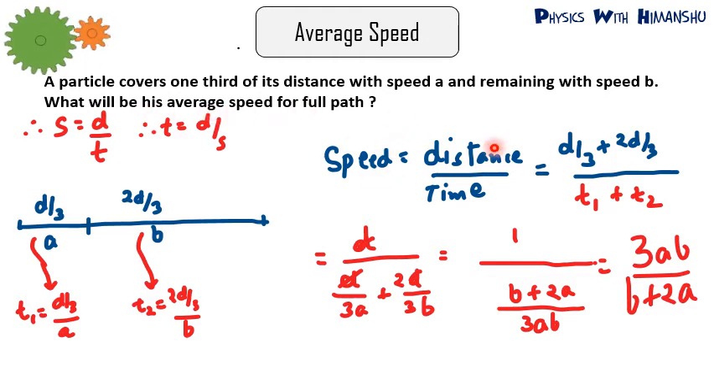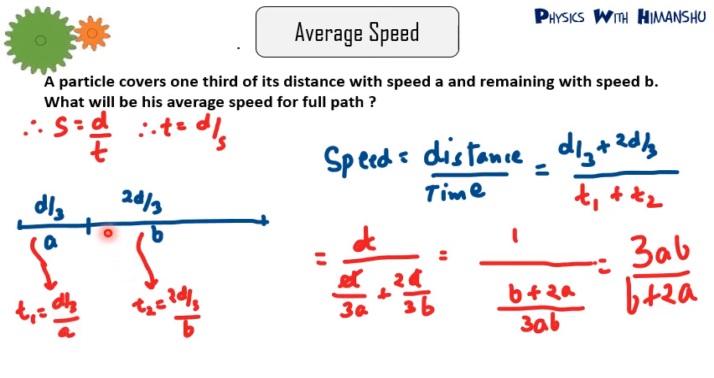So average speed is total distance divided by time taken. So what will be the total distance? See, d by 3 plus 2d by 3. So total distance will be d, and for total time, suppose from this point to this point the time taken is t1. So speed is distance by time, so time is distance divided by speed. So d by 3 divided by a.